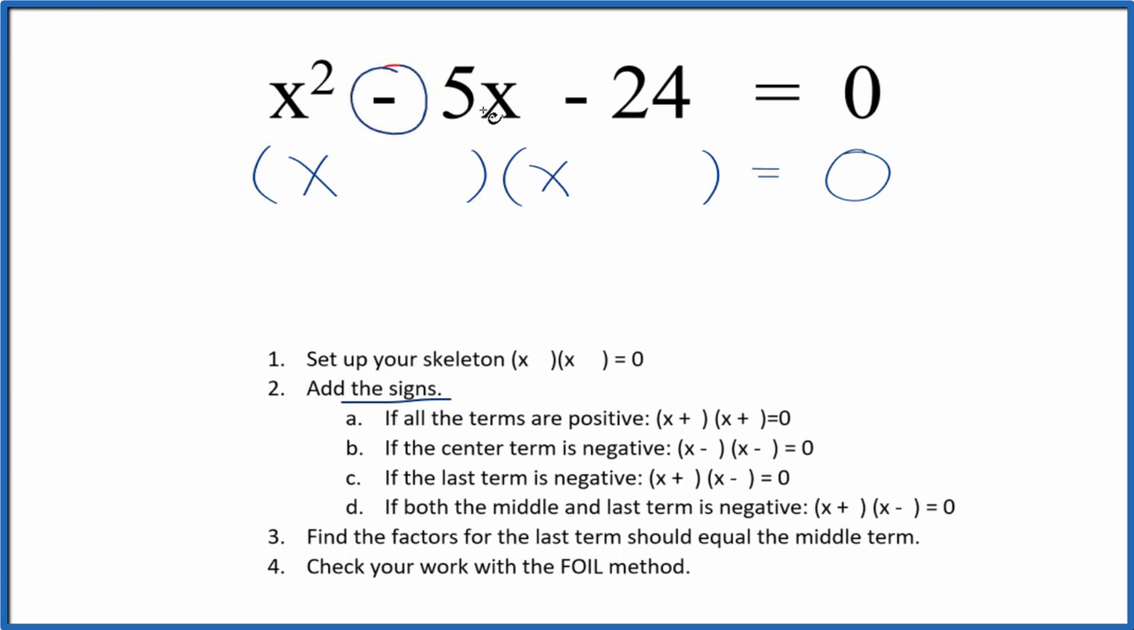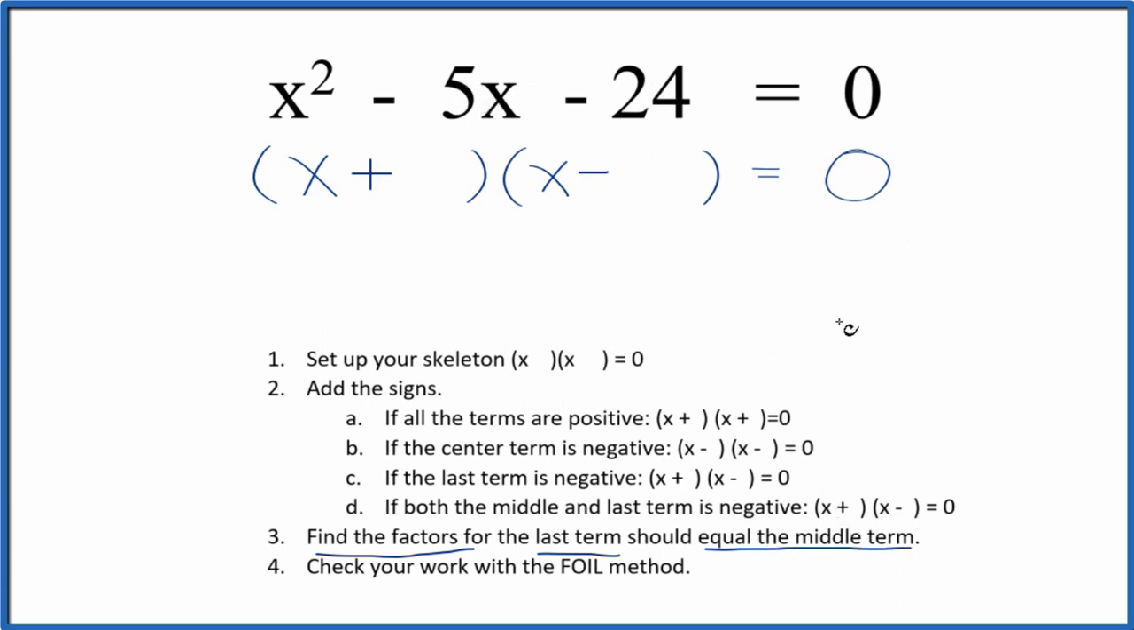So we have a negative and a negative. And if both the middle and the last term are negative, we're going to put a positive and a negative in our skeleton, like this. Now we can find the factors for both that last term, that's the negative 24, and the middle term. And they should add up to this negative 5 here.